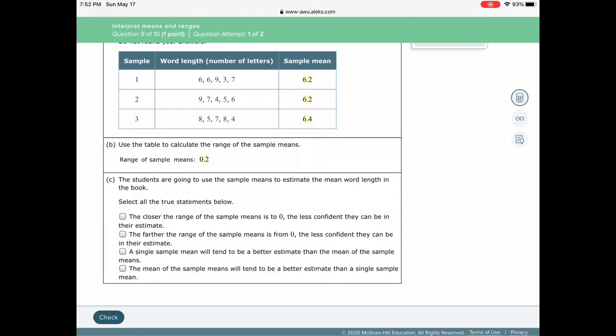Which means that we can trust these. That these are pretty valid results because everything is pretty close together.